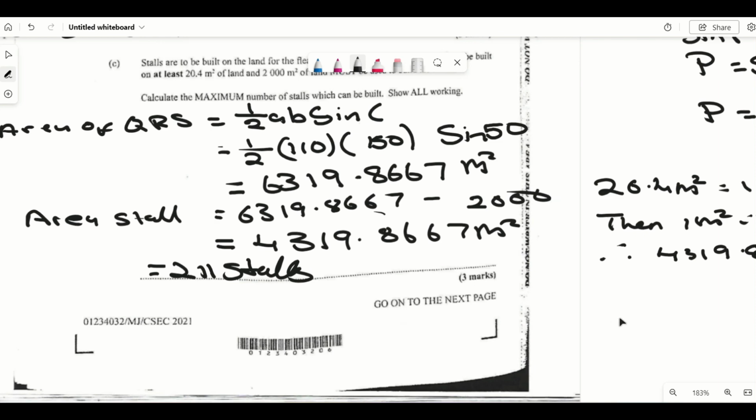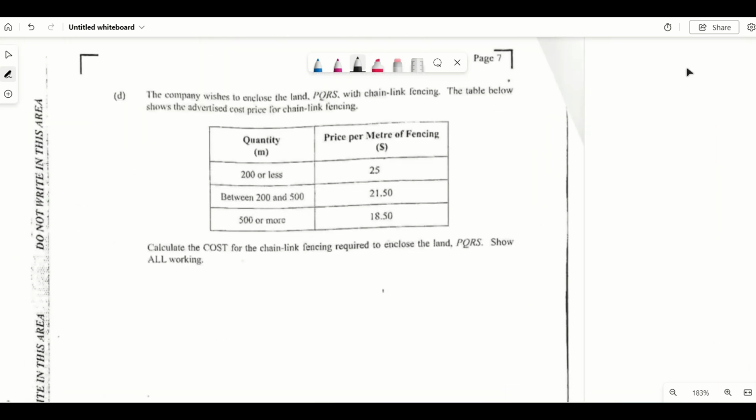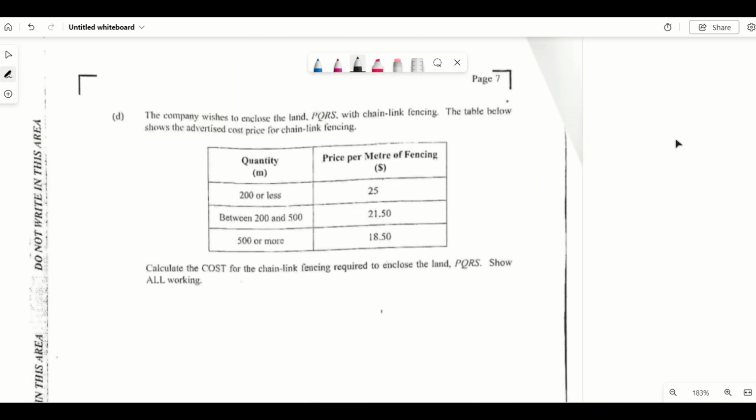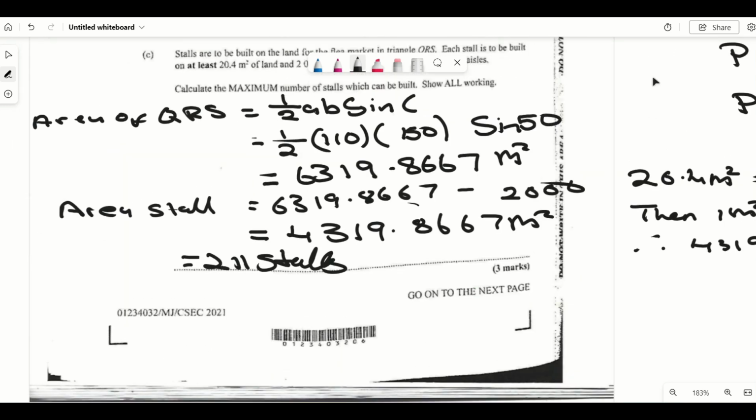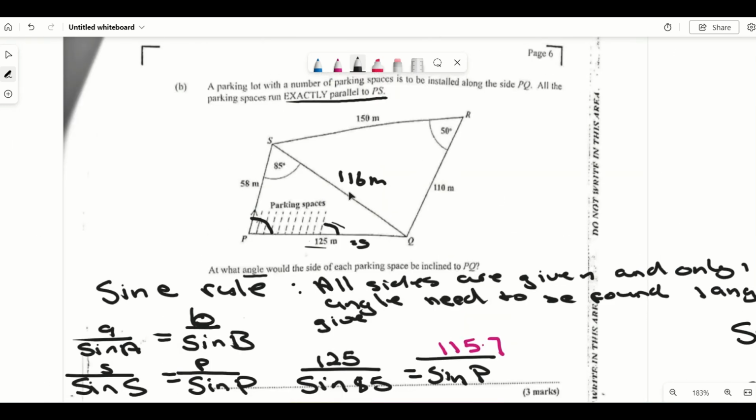Now, if we look at part D, they said a company wishes to enclose land PQRS with chain link fence. The table below shows the advertised cost price for the chain link fence. What they did give you is all the lengths here. If you look in your diagram, it's PQRS. They give you everything here.